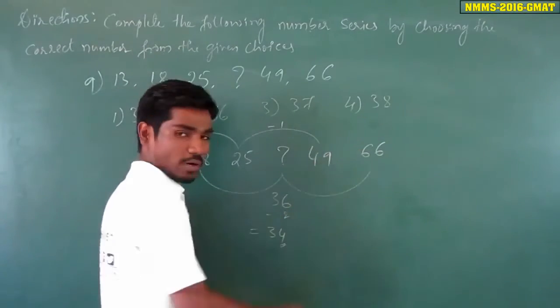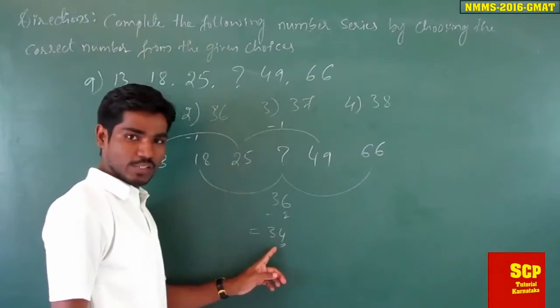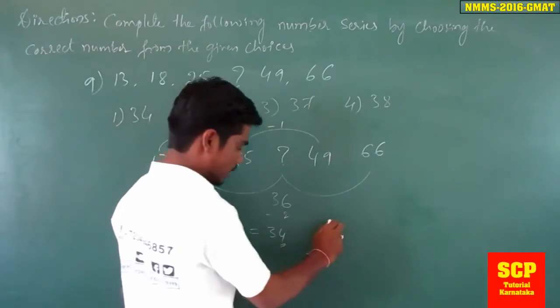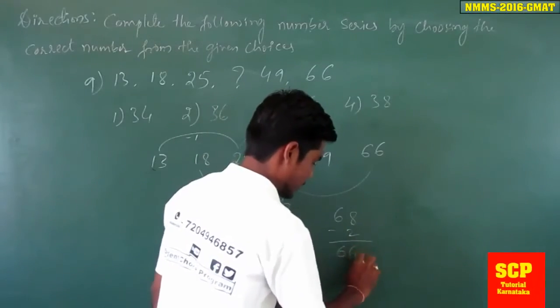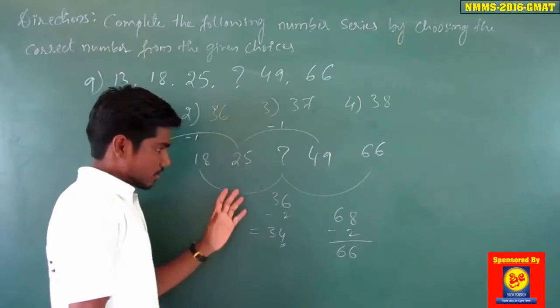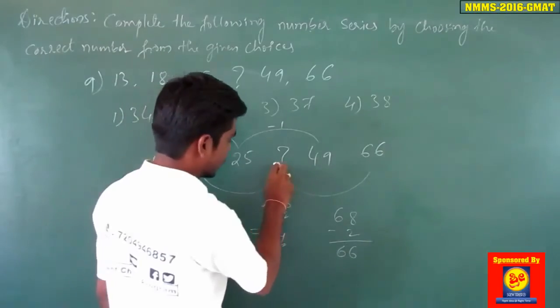The next number would be what? Double of 34 minus 2. That is, double of 34 is what? It is 68. So minus 2 is what? 66. So according to this, we are getting the missing number as 34.